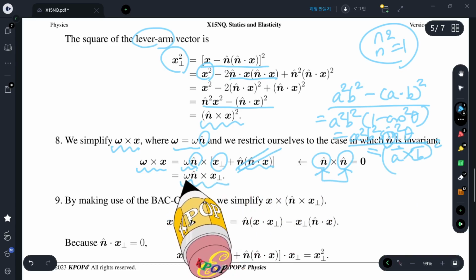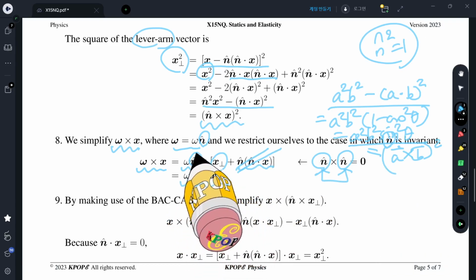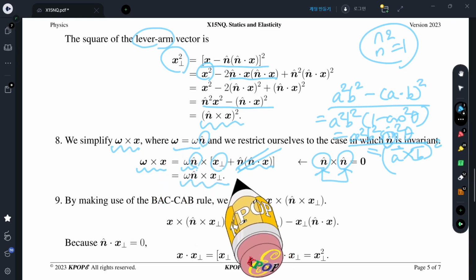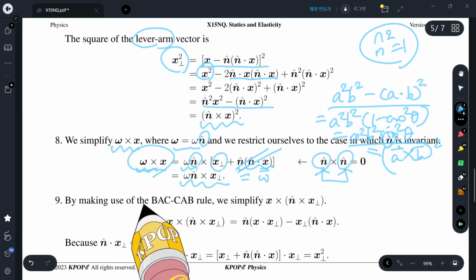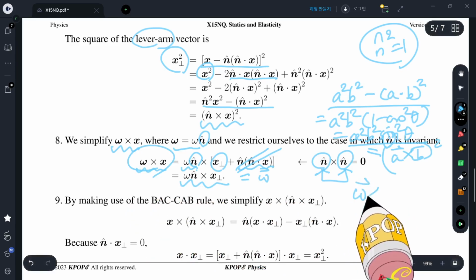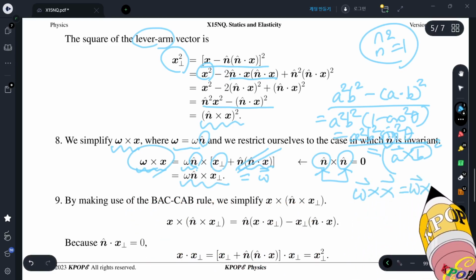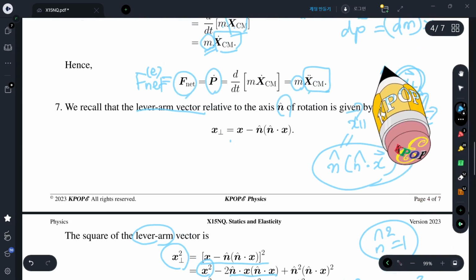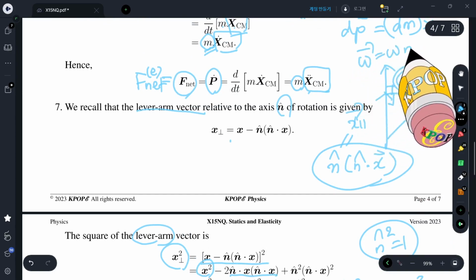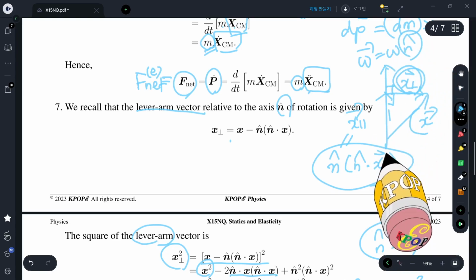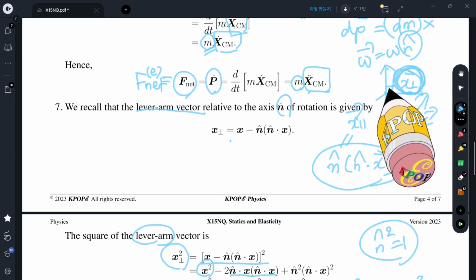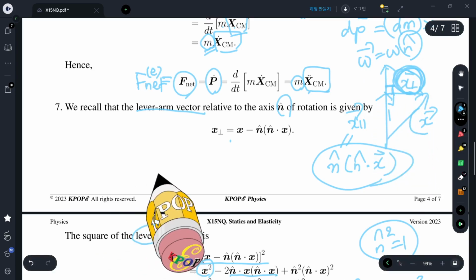And the answer is omega cross x perp, and omega n hat is the omega vector. So omega cross x is omega cross x perp. As you can see, this is x perp. This is omega. This is omega n hat. The cross product with the parallel component always vanishes, so omega cross x is always the same as omega cross x perp. That is perpendicular to the axis of rotation.